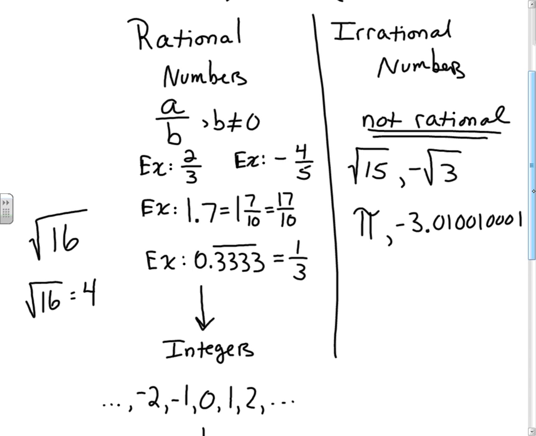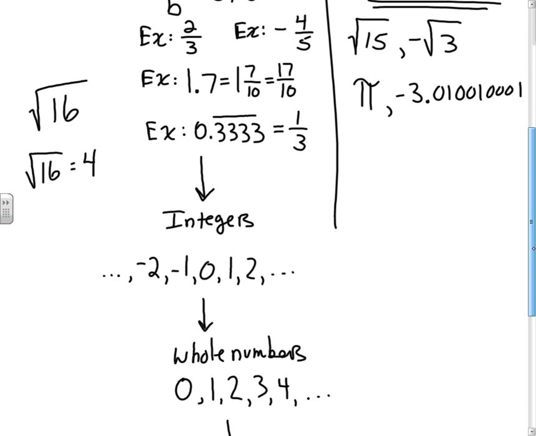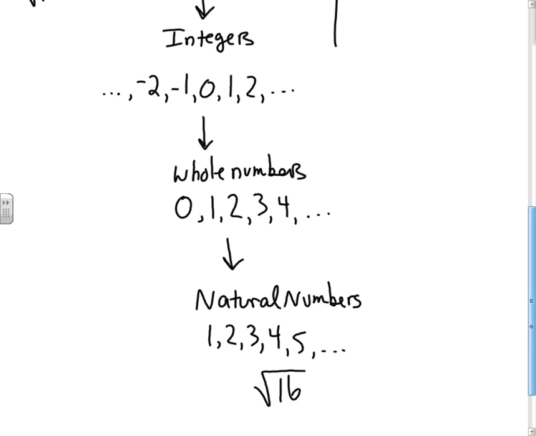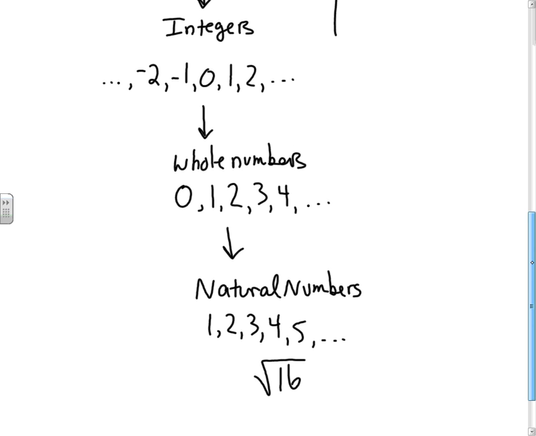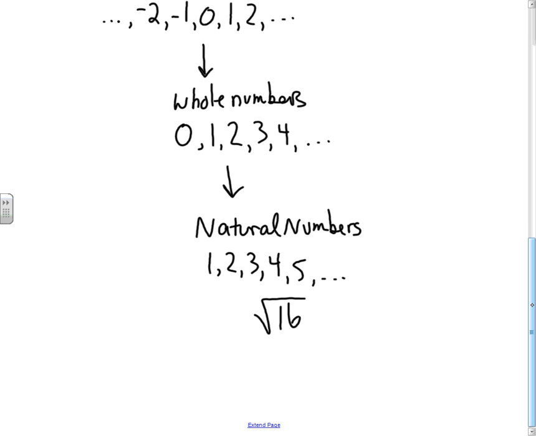There are subsets of the set of rational numbers. First is the set of integers, which are the positive and negative whole numbers or natural numbers, so it also includes the opposites, the negatives. As you can see, no fractions, no decimals in the set of integers. The whole numbers are a subset of integers because they only include 0 and the positive integers. And the natural numbers are a subset of whole numbers because they do not include 0. They include only the positive integers.